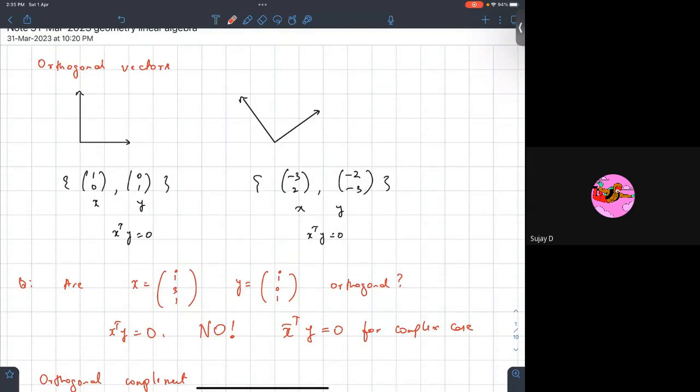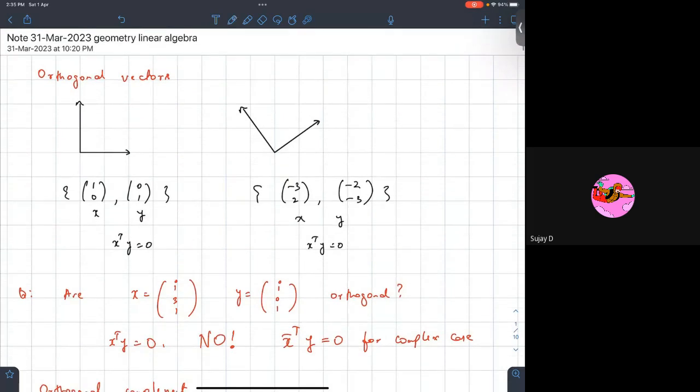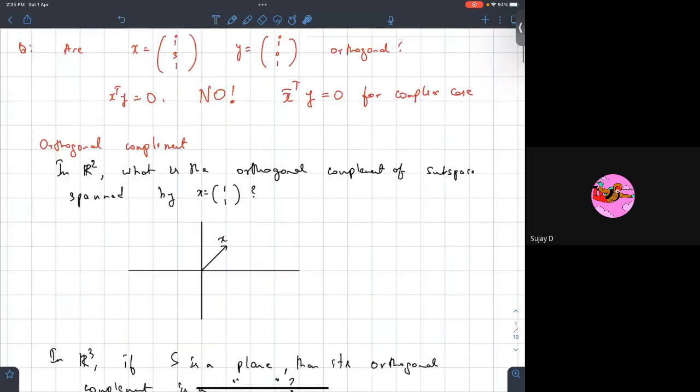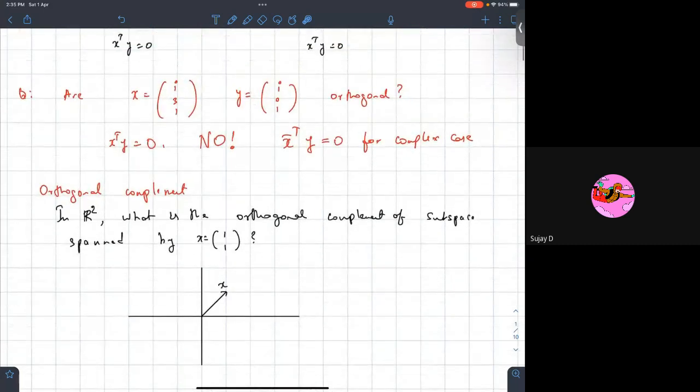Just as an appetizer, I had to start somewhere, so I wrote something. I think orthogonality is clear. Now let's look at orthogonal complements. So if I look at this, x is (1, 1). This is the 2D plane. So what is the span of this x? Is it a line or a plane?